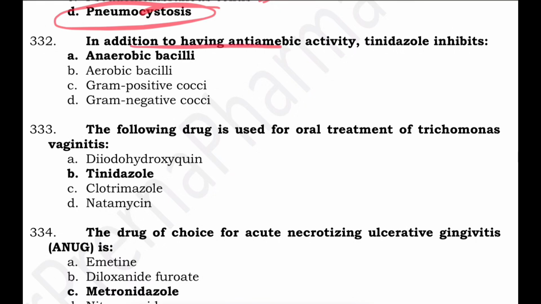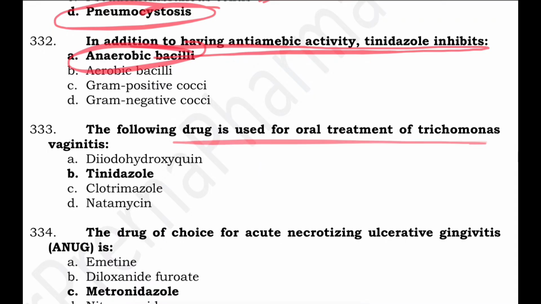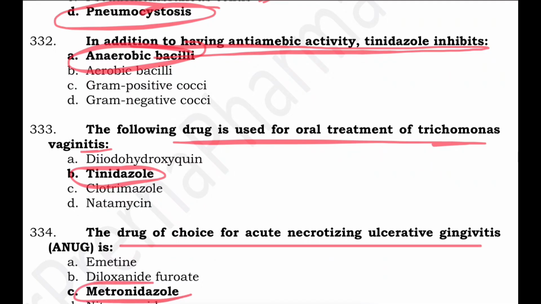In addition to having anti-amoebic activity, tinidazole inhibits anaerobes also. The following drug is used for oral treatment of Trichomonas vaginalis, that is tinidazole. The drug of choice for acute necrotizing ulcerative gingivitis is metronidazole. So likewise we have many questions on the other antiprotozoals also, so please go through all of them.